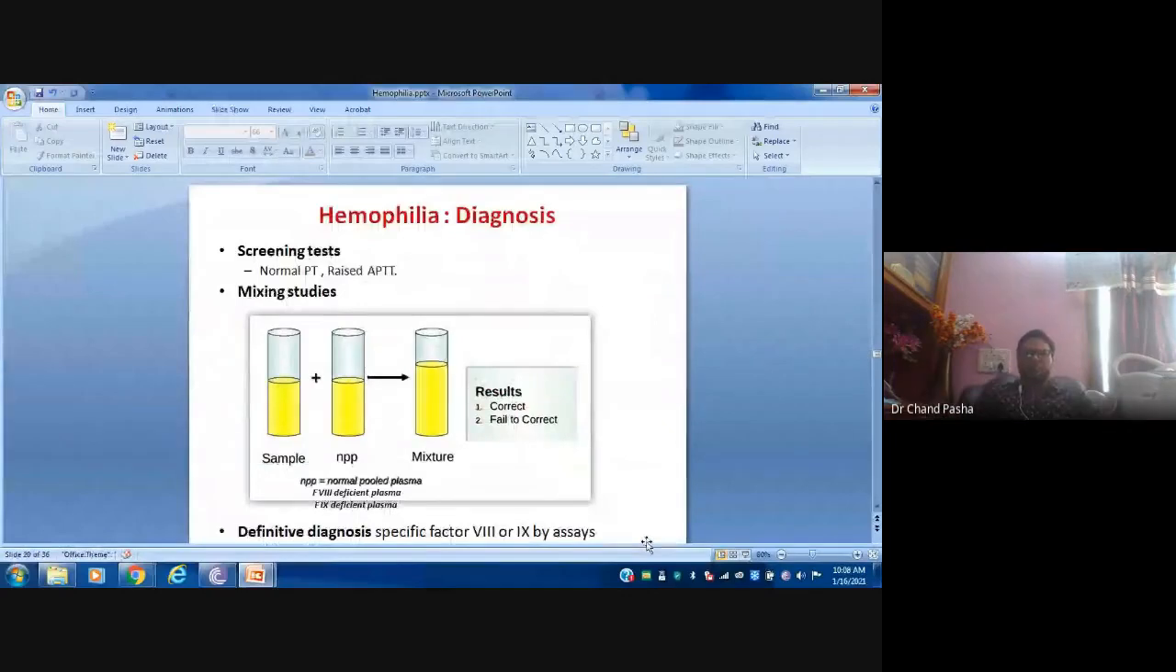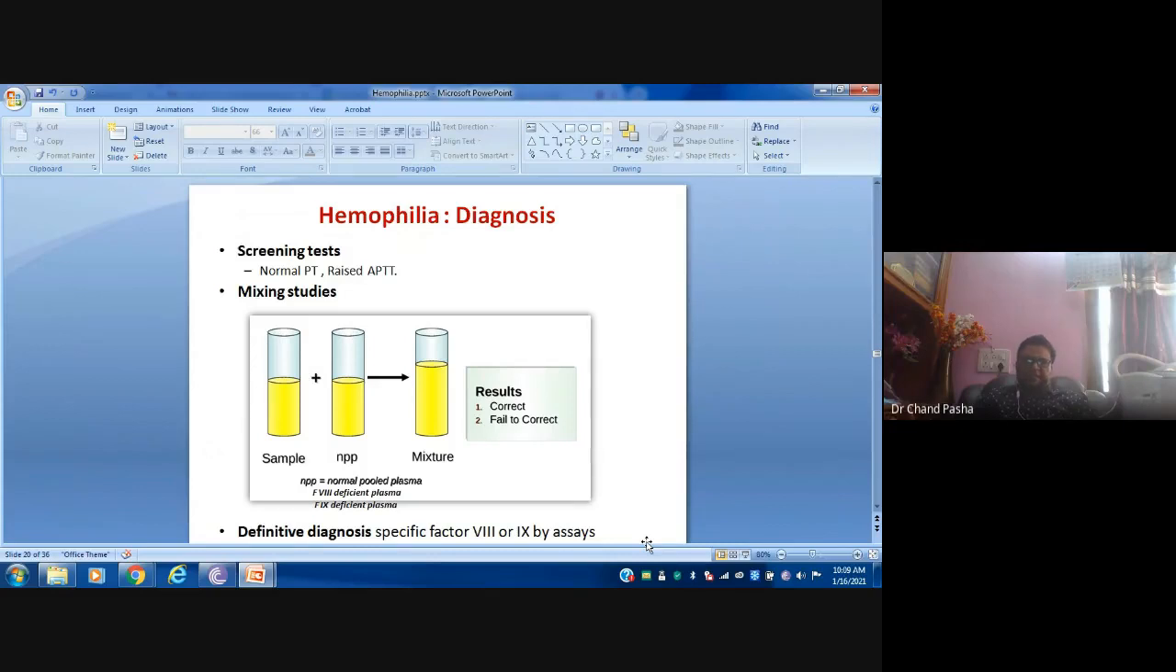So how to diagnose this hemophilia? Normally the clotting factors are very important in this case. You see the clotting factor 8 and clotting factor 9. The prothrombin time is normal. Prothrombin is clotting factor 2, so clotting factor 2 is a normal one. So don't do the assay for prothrombin. Prothrombin time, PT, you are supposed not to do, whereas you are supposed to do the APTT, which is the assay for the beginning one.